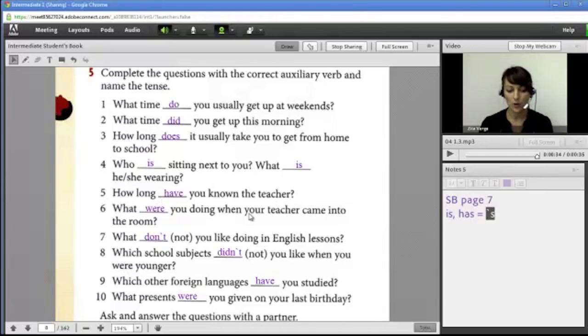What were you doing when your teacher came into the room? What don't you like doing in English lessons? Which school subjects didn't you like when you were younger? Which other foreign languages have you studied? And what presents were you given on your last birthday?